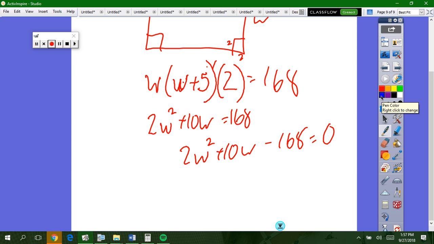What do they all have in common? A 2. So if I divide everything by 2, because I don't want to play with that if I don't have to.